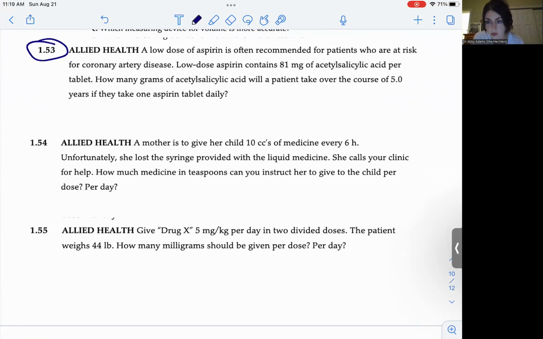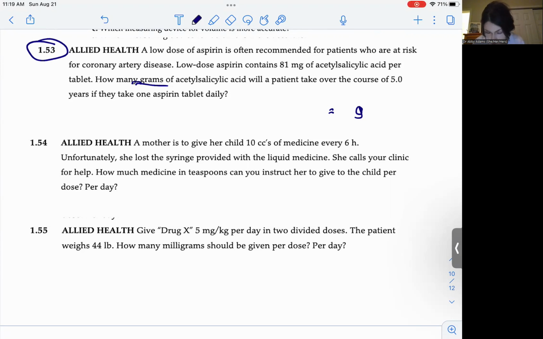This is our favorite. These are our conversions. So what are we going to do? We know, let's see, what do we want in the end? It says how many grams. So we know that at the end of it all, we want our answer to be in grams. So the next question is, what do we have? We're going to want how many grams for that patient.